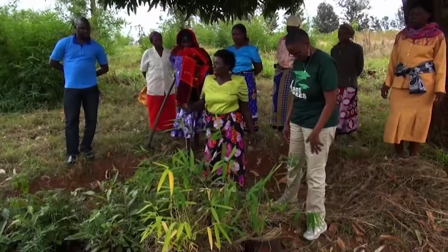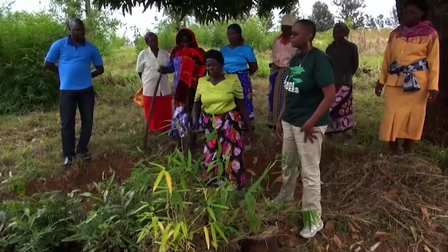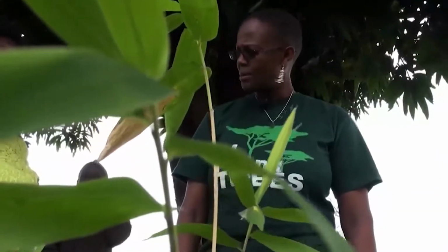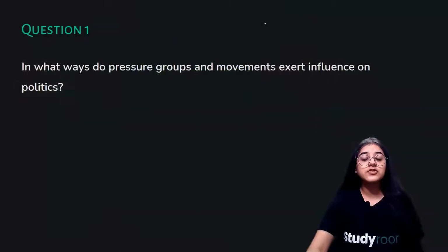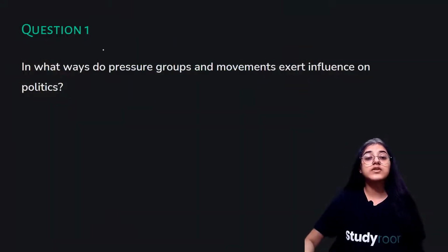So in this passage, we got to know the relationship between democracy and social movements, and how these movements respond to the government. Okay. Let's move ahead to the questionnaire of this chapter. We have question number 1: In what ways do pressure groups and movements exert influence on politics?